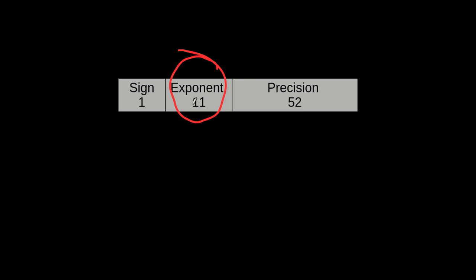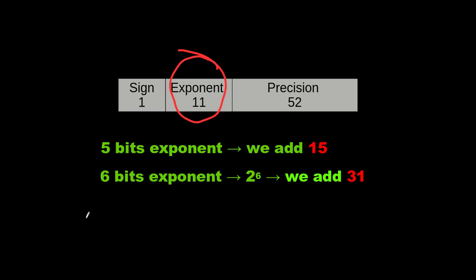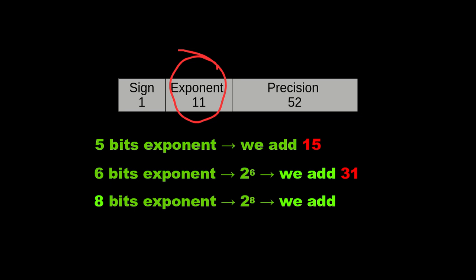So I have exponent of 11. This is what? The 64-bit model, the double precision or the double. And we have the 32-bit, which has what? An 8-bit exponent. 5-bit exponents we add 15. 6-bit exponents we add what? 2 to the power 6 is what? 64. 2 to the power 7 is 128. How many we add? We add 63. So on. So 8 bits, how many do we add?